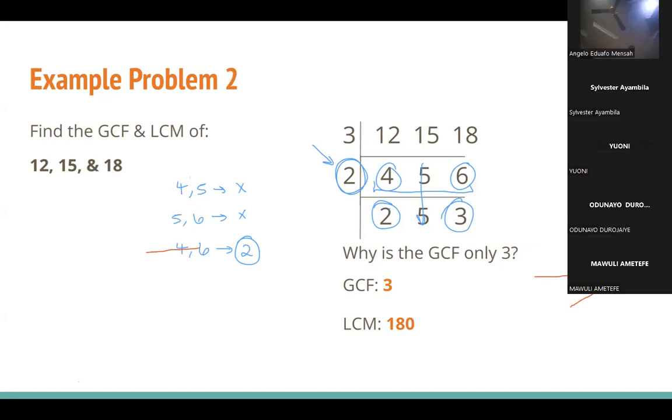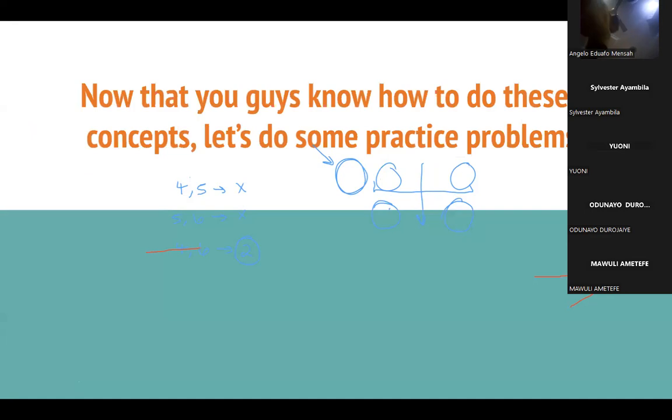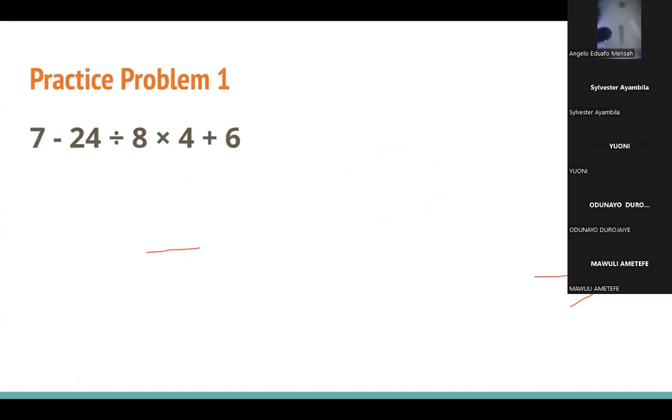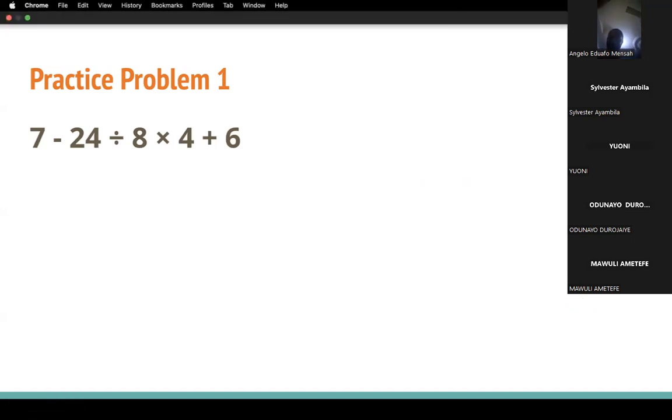Okay, cool. So let's move on. Let's do some more practice problems. So this is going back to sort of PEMDAS. So I'll let you guys try this one out, and then just privately message me the answer.